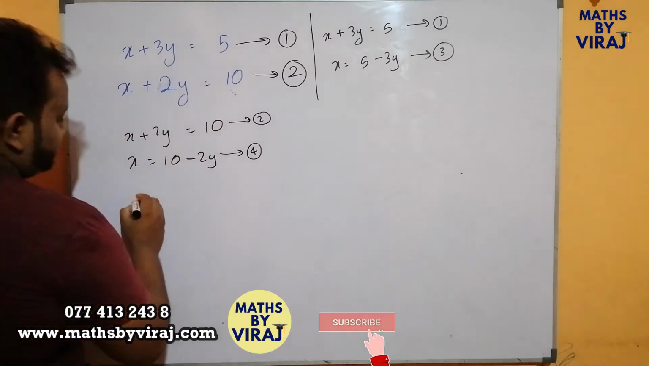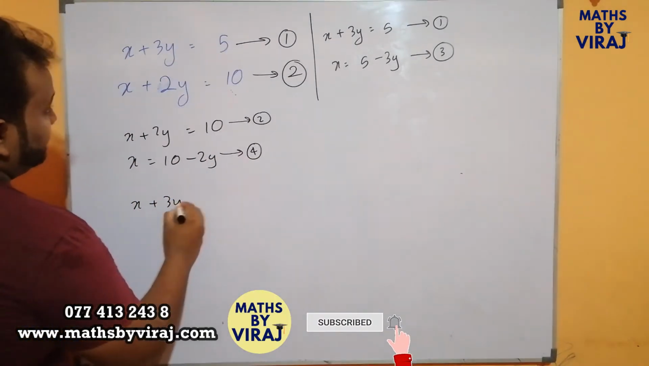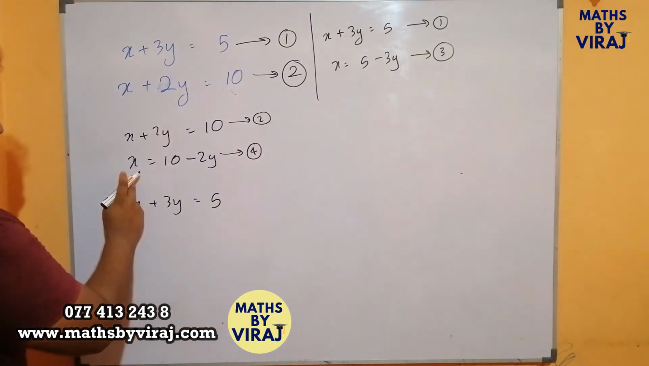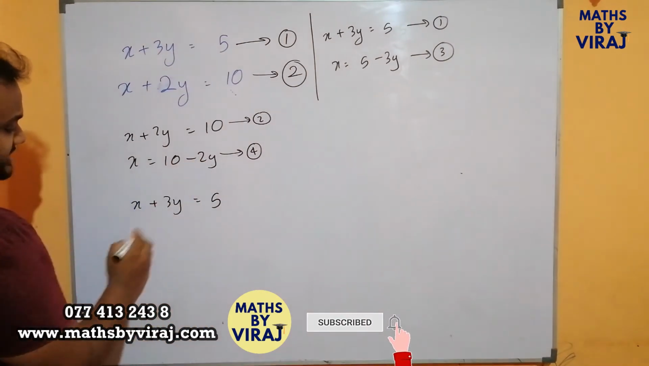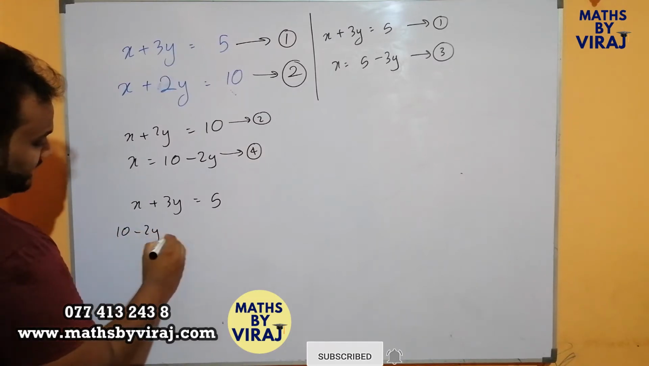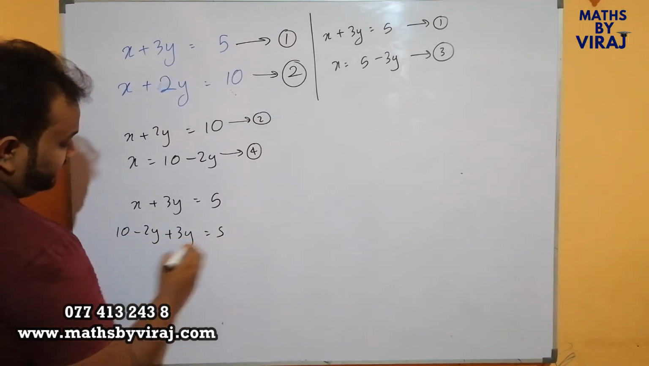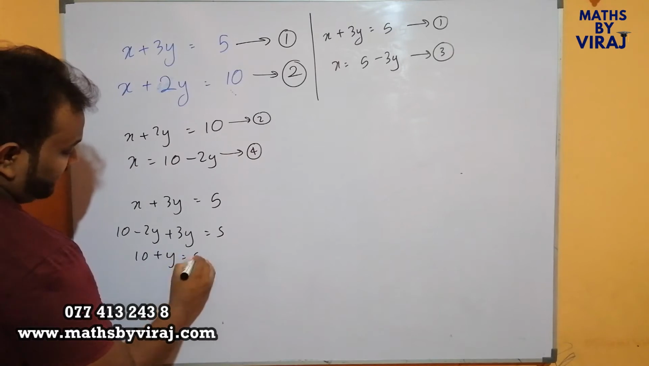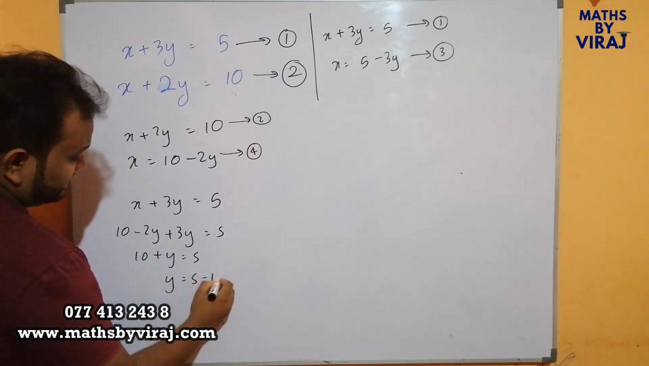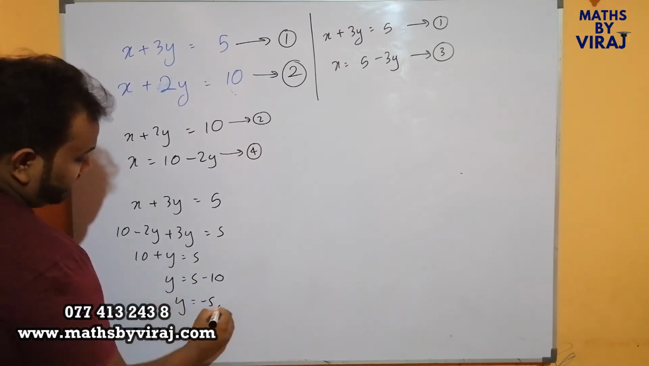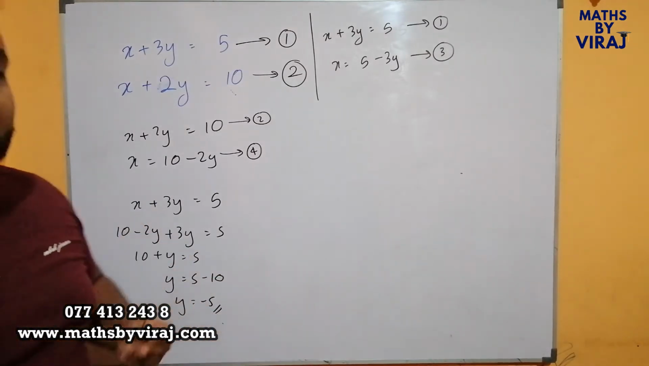We'll do it then. x plus 3y equals 5. Instead of x, I can substitute 10 minus 2y. 10 minus 2y plus 3y is 5. 10 plus y is 5. y equals 5 minus 10. y equals minus 5. Now you can see that we still get the same answer.